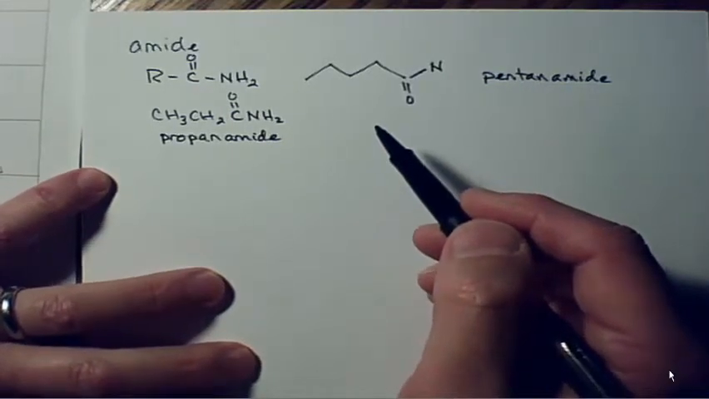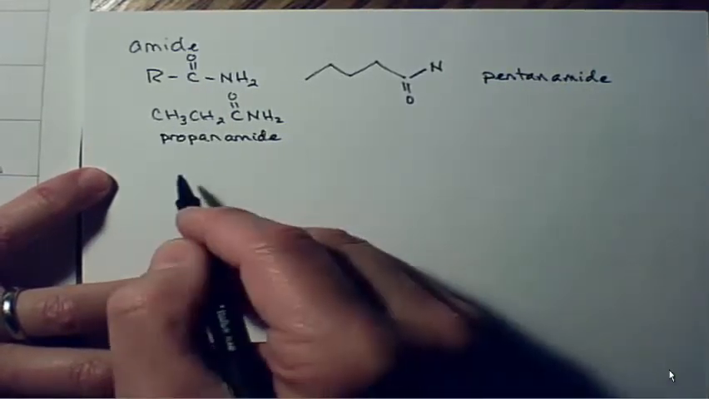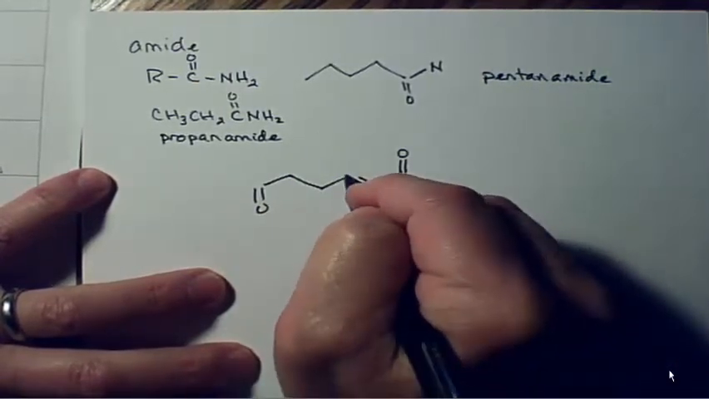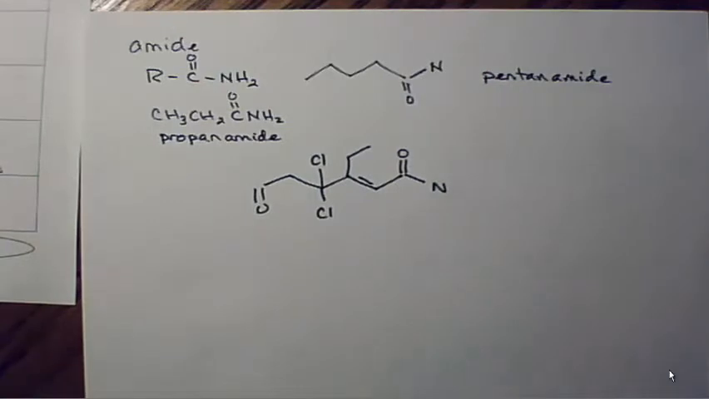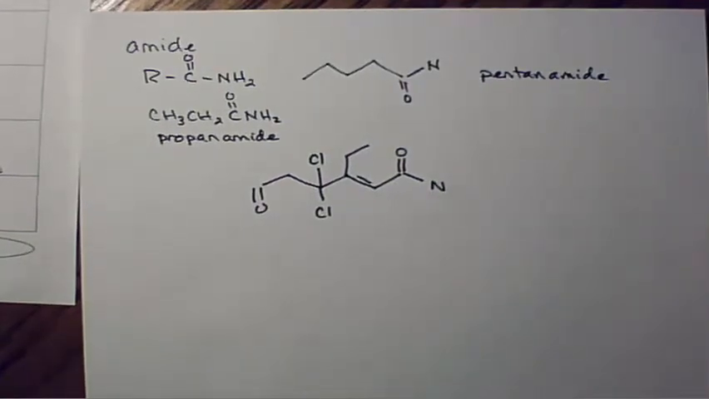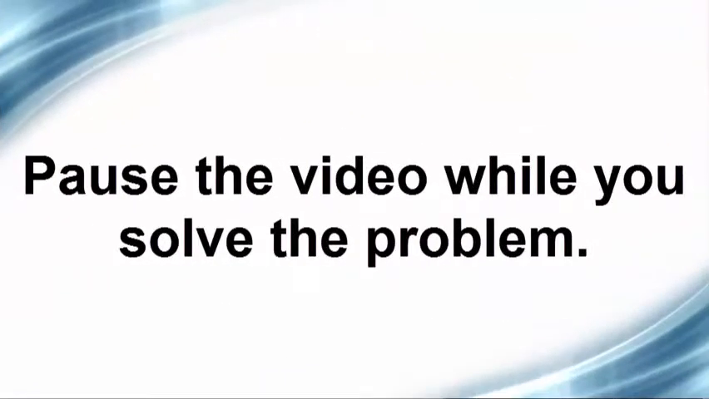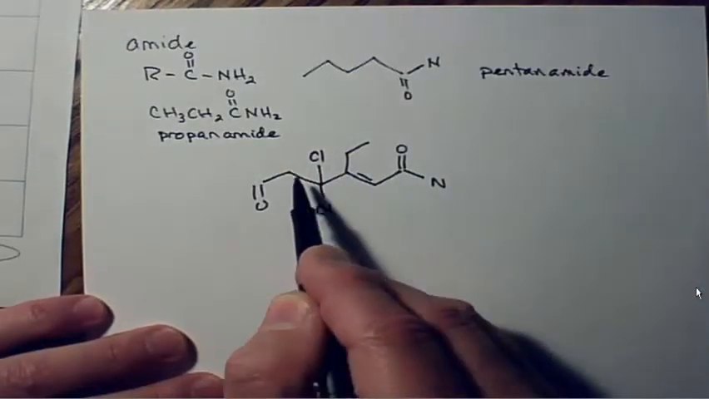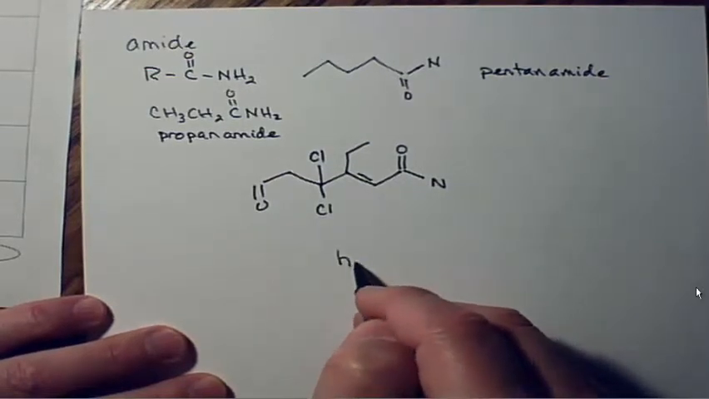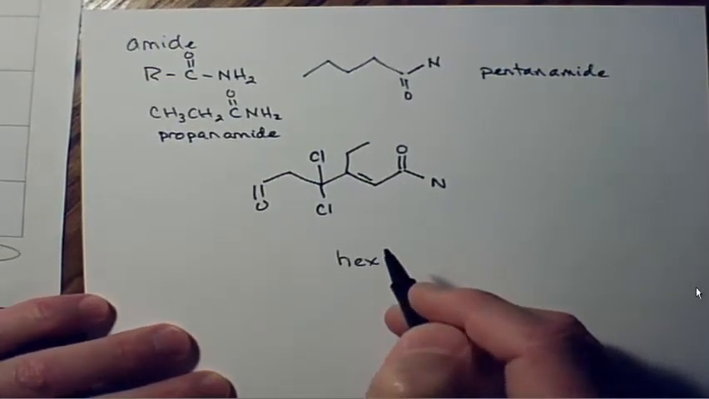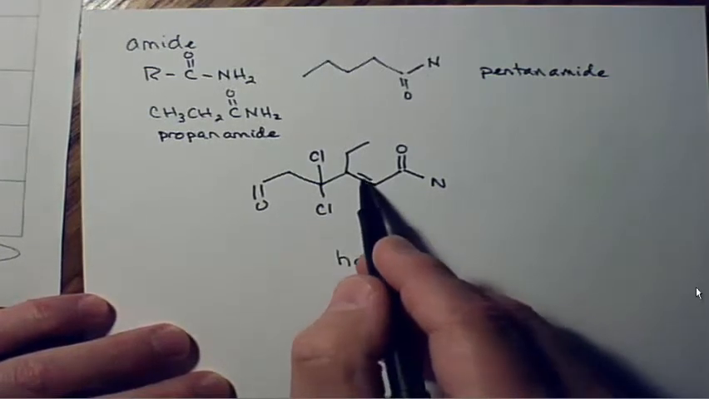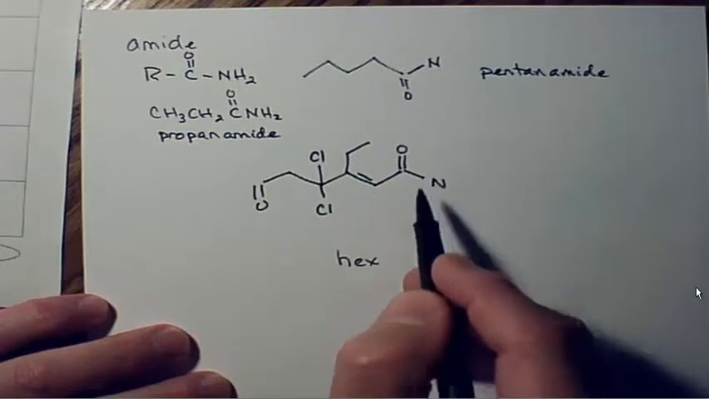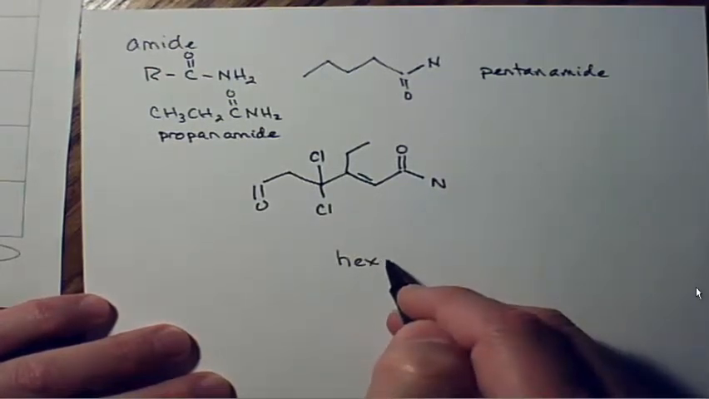Okay? Alright, let me give you a structure for you to write a name for. Write a name for this structural formula. Okay? In this structure we have 1, 2, 3, 4, 5, 6 carbons. That's a hex. Okay? We've got a double bond over here. We've got an aldehyde over here. We've got an amide over here, and all those are suffixes.